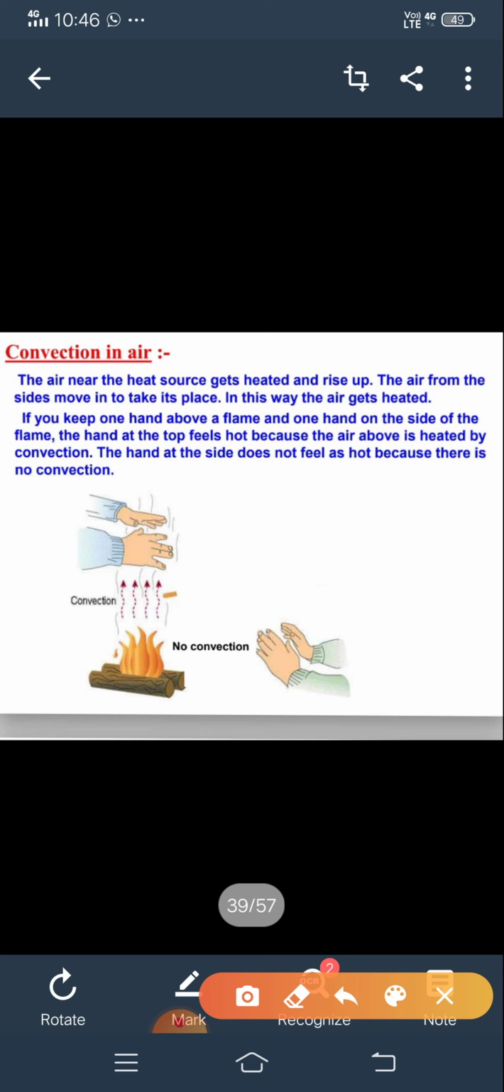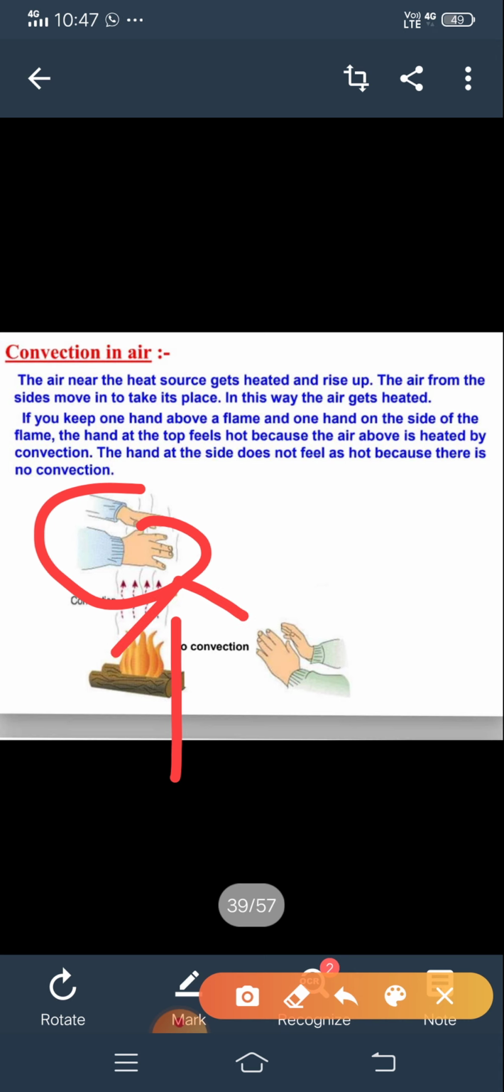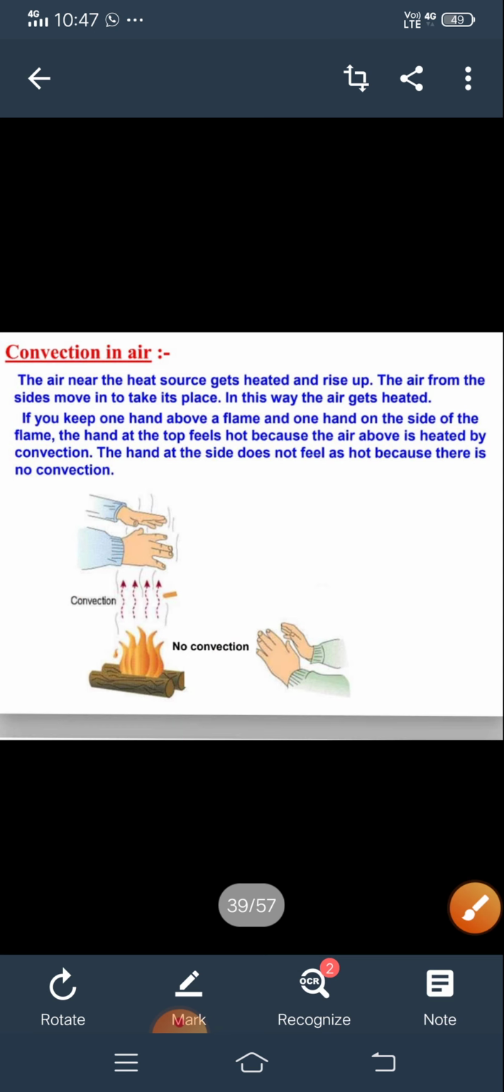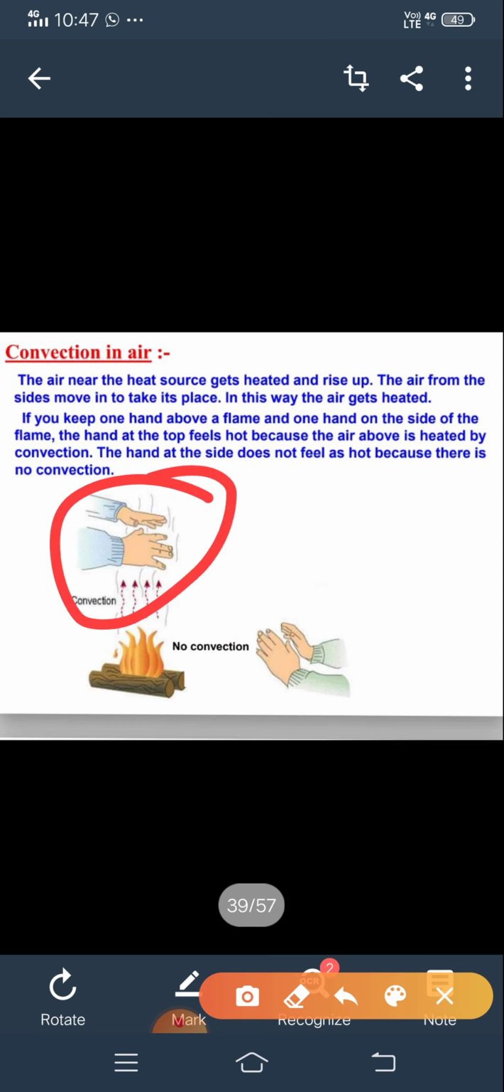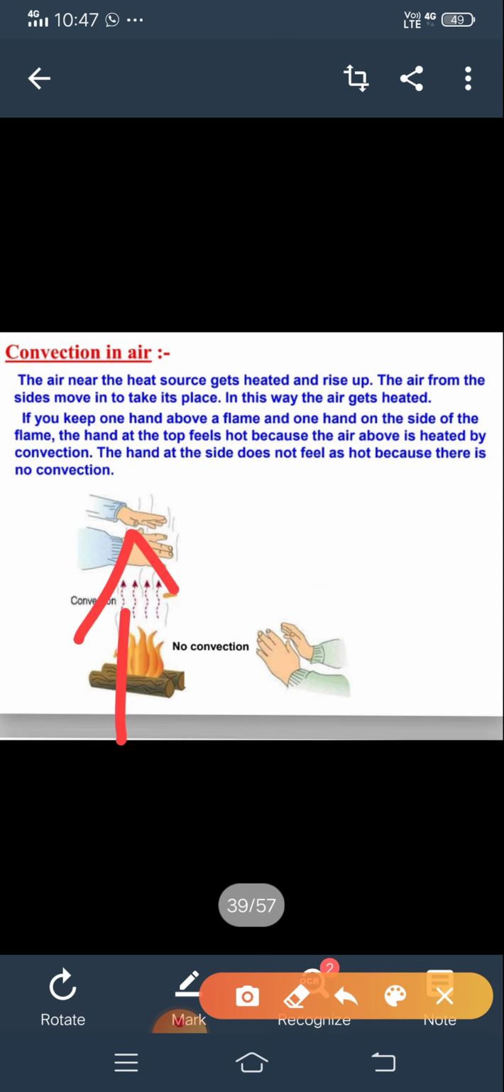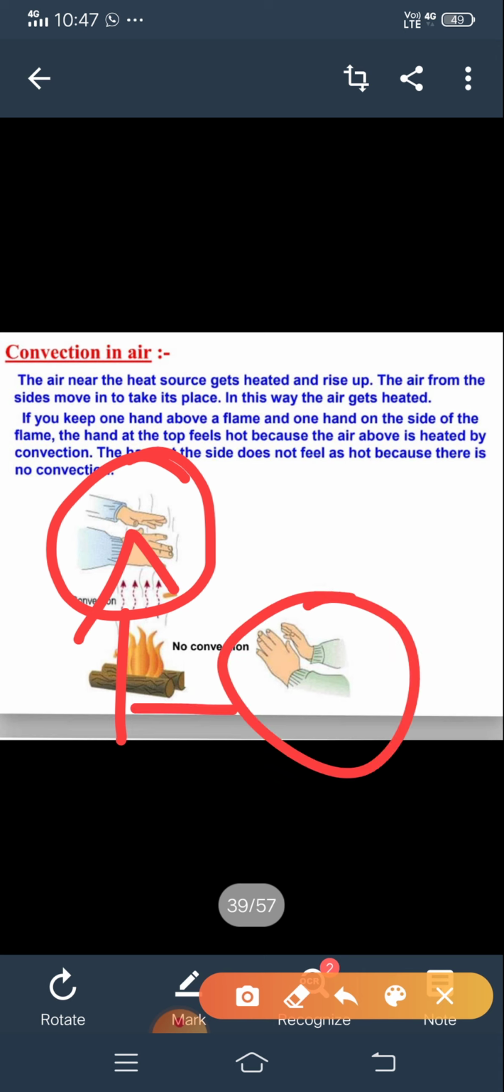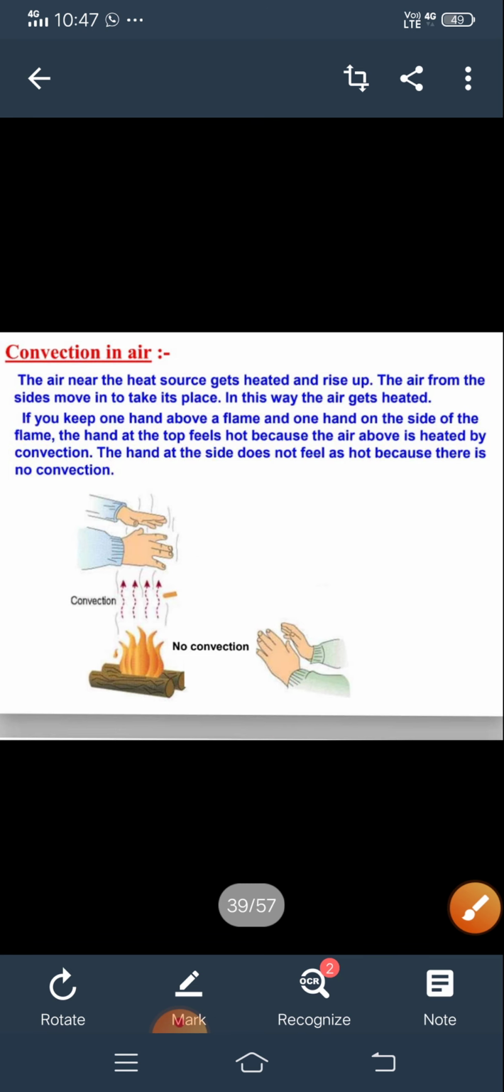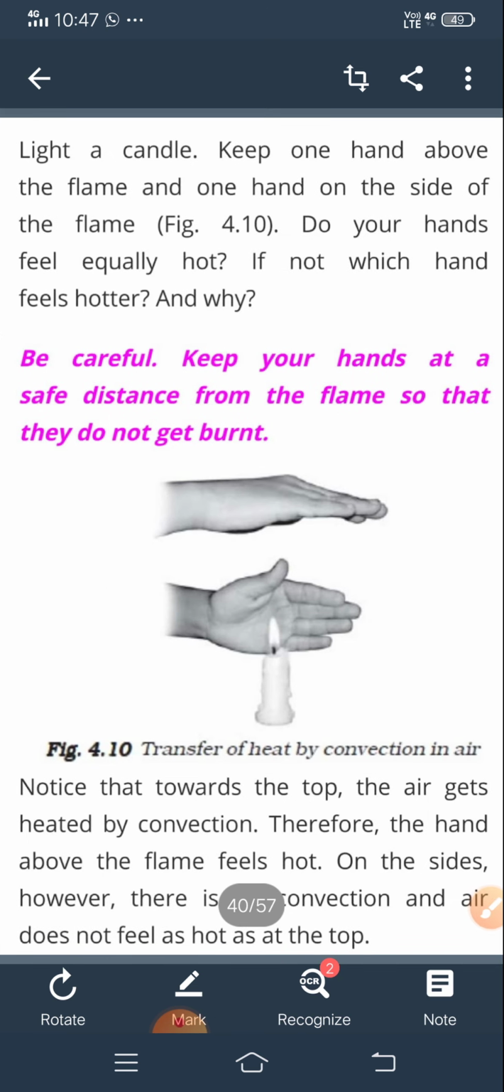The top hand feels hot because the air heated by convection moves up. The hand at the side does not feel as hot because there is no convection here. Is it clear? This feels hot and this does not feel hot because the convection is here. That's why the hand on top of the flame feels hot, and on this side you can't feel hot.